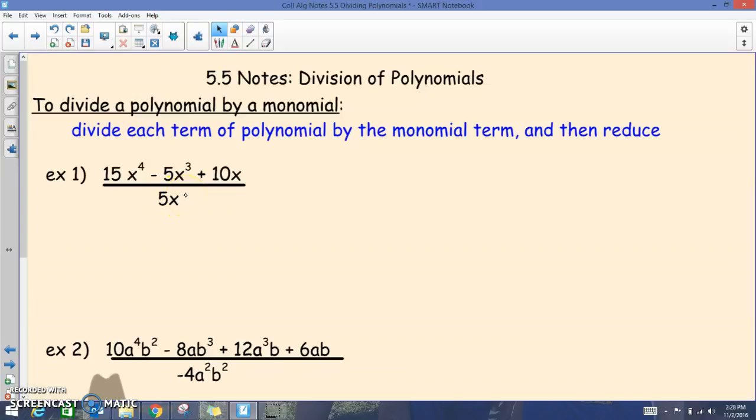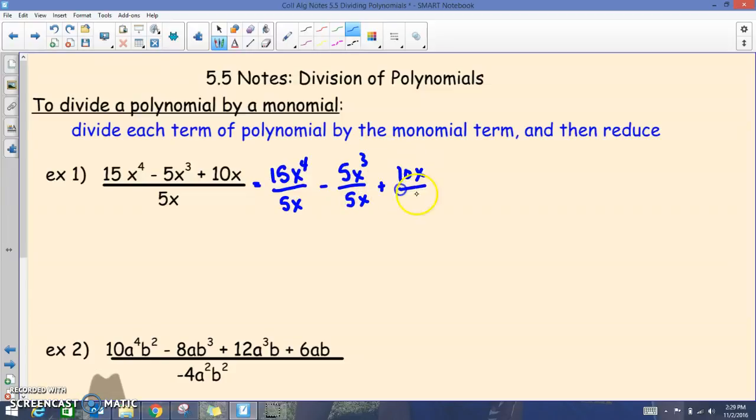Okay, so when we want to divide a polynomial by a monomial, basically we're going to take each term from the polynomial and divide it by that monomial. So what we're going to be doing is setting up separate fractions. I'm going to take each term from the numerator and divide it by the denominator. And now we're essentially going to reduce each fraction.